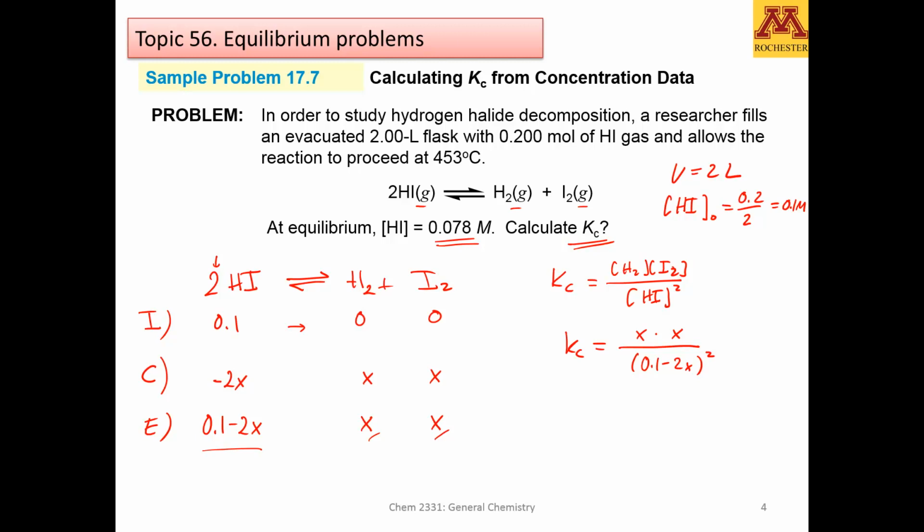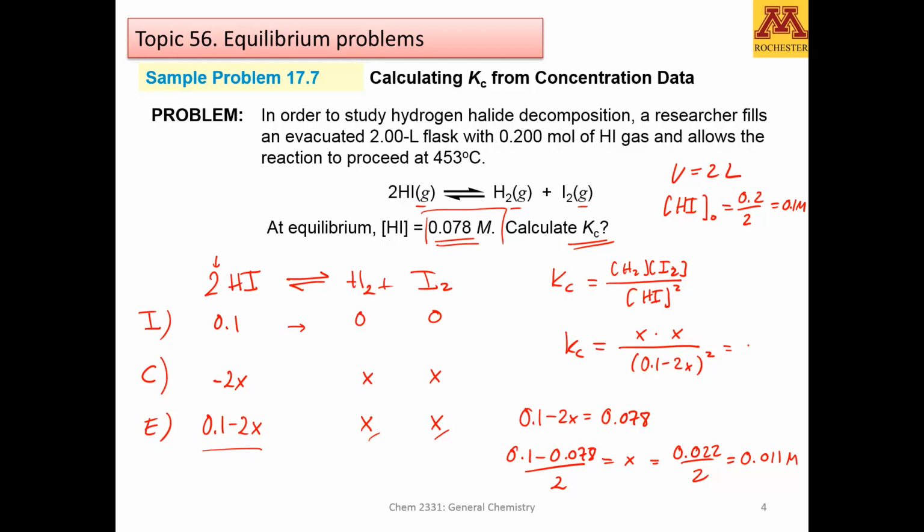Now, what it's giving us here is that in equilibrium I have this much concentration left. So this means that 0.1 minus 2x is 0.078. That is my concentration in equilibrium. This means that (0.1 minus 0.078) divided by 2 is equal to x. I don't know if I need a calculator here. This will be 0.022 divided by 2, which is 0.011 molar. That's my value of x.